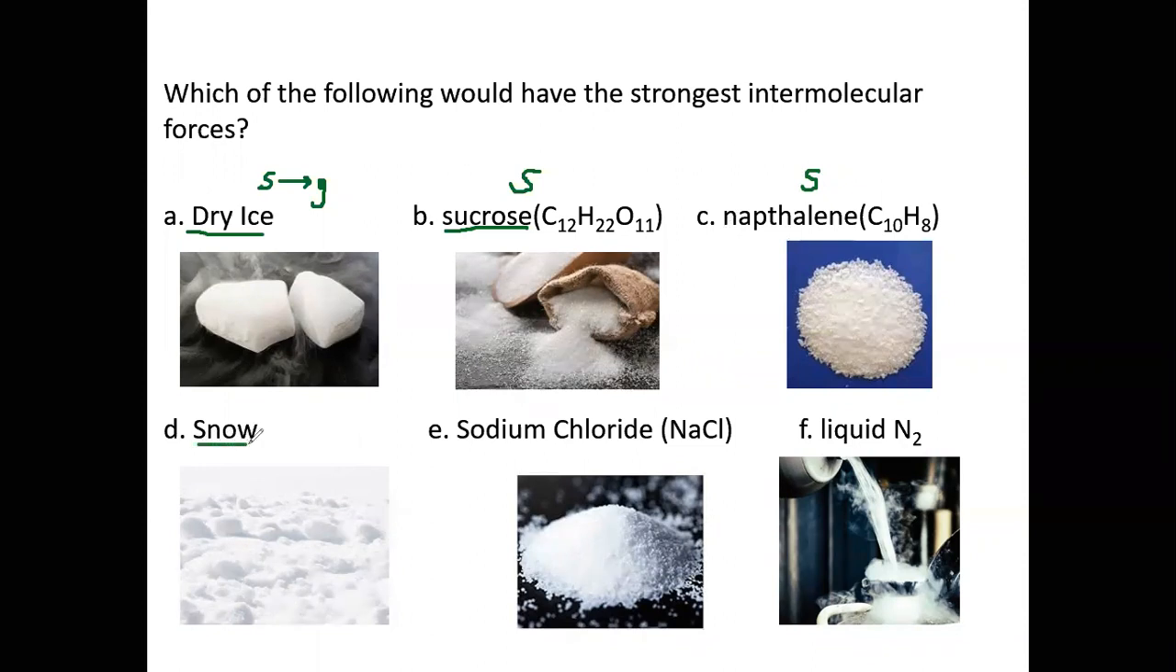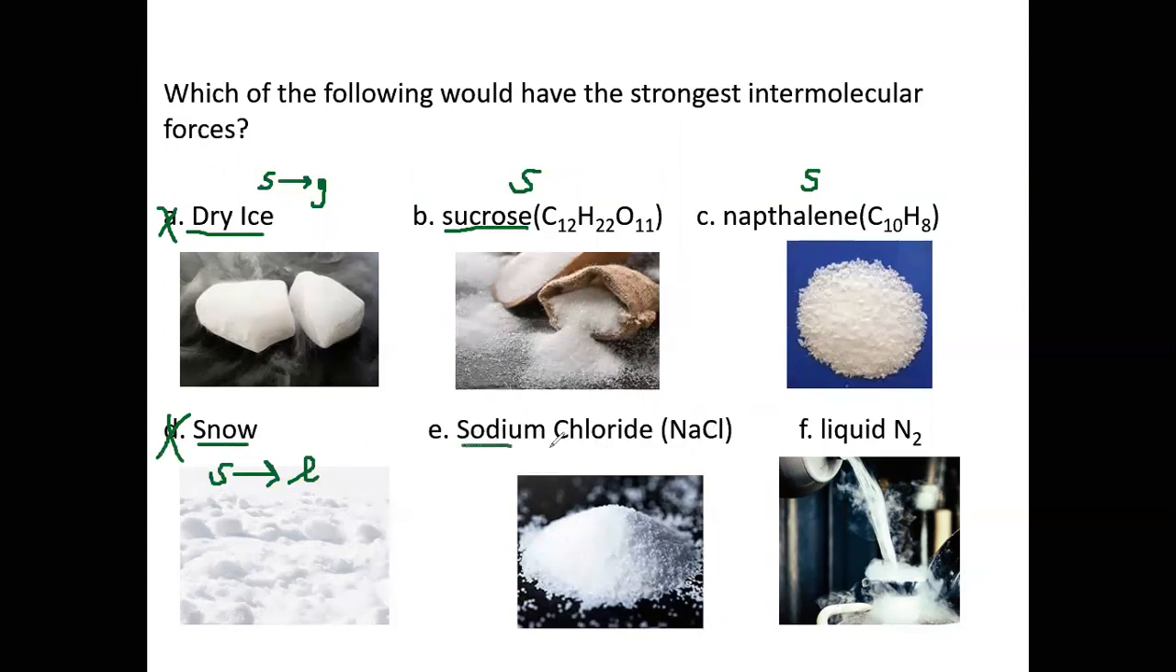Snow is a solid, but as we all know, snow at room temperature will go to a liquid. So snow melts at room temperature and normal pressure. It'll go from a solid to a liquid. So since it's going to be a liquid, snow has very weak intermolecular forces compared to the rest of the examples here. So far we know that dry ice is not going to have the strongest intermolecular forces, and snow is not either, because at room temperature snow melts into water.